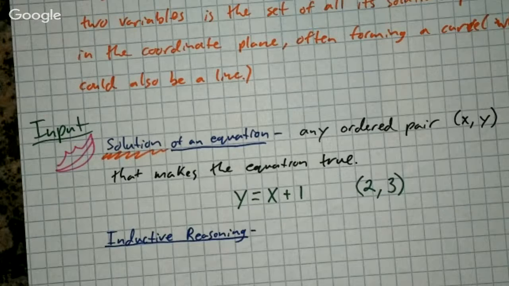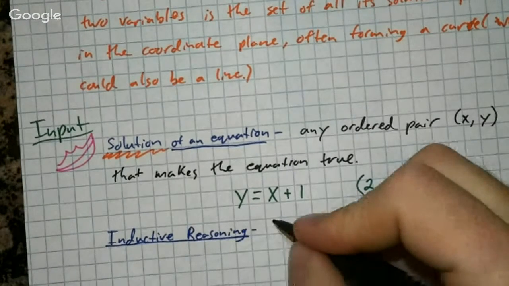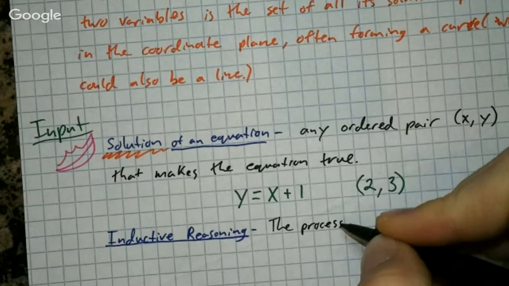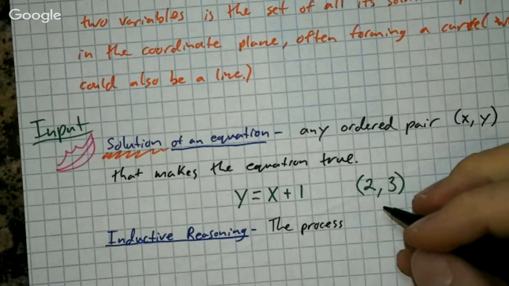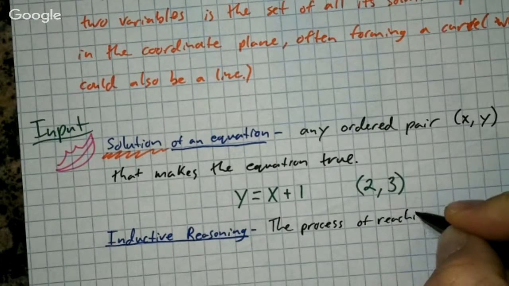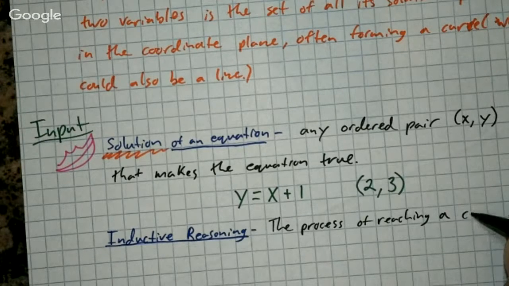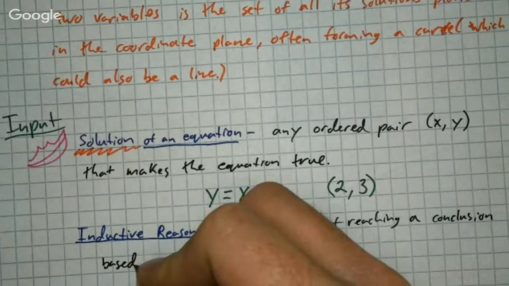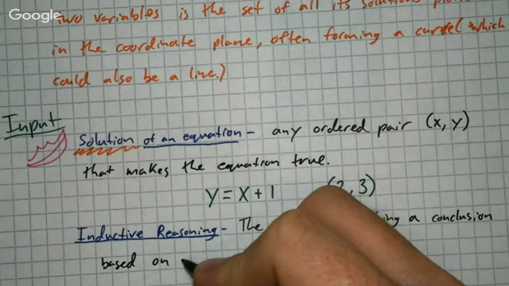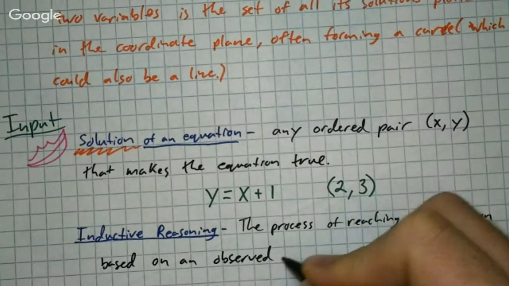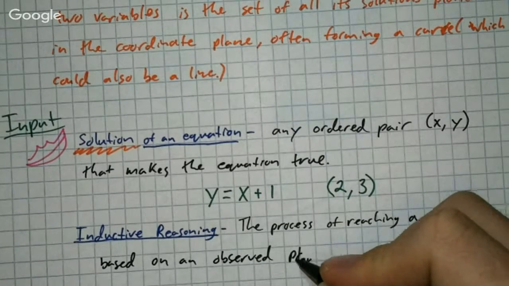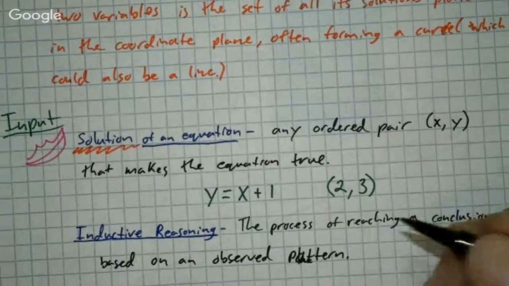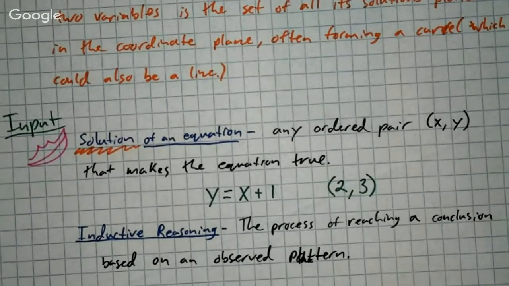Inductive reasoning is the process of reaching a conclusion based on an observed pattern. So if you see a pattern, you're able to then understand what's going to happen as that pattern gets longer and longer and bigger and bigger.